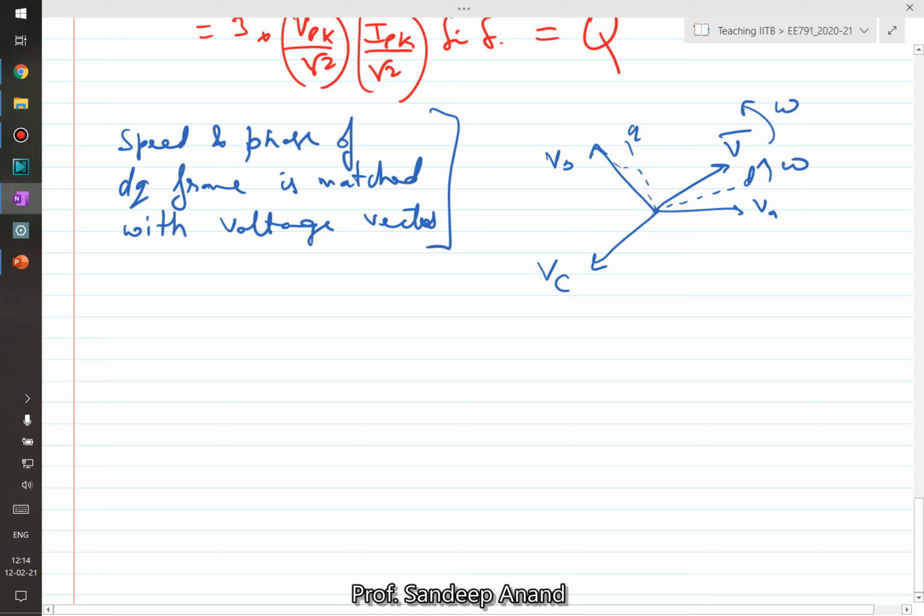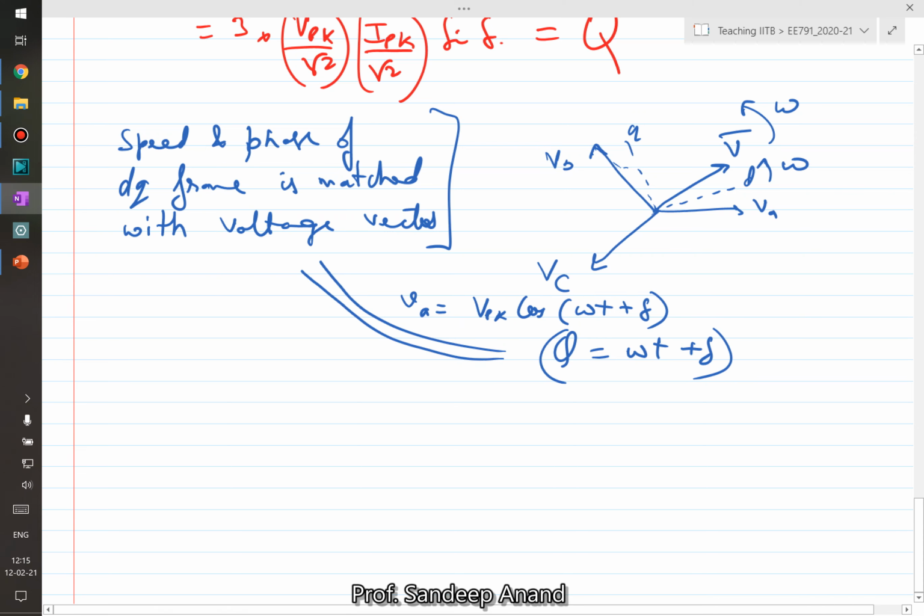We have seen earlier that, for example, if your voltage VA was Vp cos of omega t plus delta, then if you make the rotating frame rotate with theta equal to omega t plus delta, that would actually give you this particular condition. That means you will be rotating with the synchronous speed, plus you will be rotating with the voltage vector locked onto the d axis. So what does that imply? That implies that your Vd is going to be equal to V peak and your Vq is going to be equal to 0. So your d axis is locked with the voltage vector.